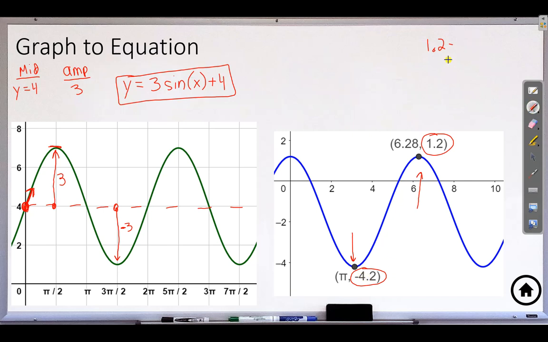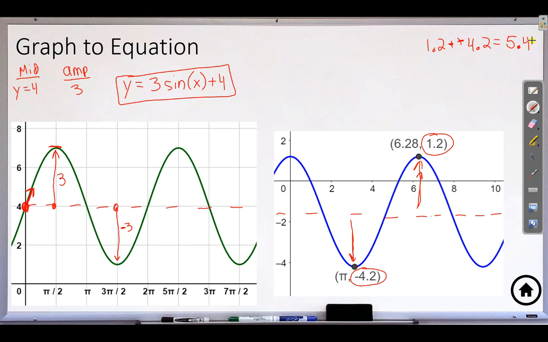Not minus 4.2. That number is a negative 4.2. And so these double negatives here actually become positive. So that total distance is 5.4. Now that's the total distance from the bottom to the top. The amplitude is only half of that, because there is a midline in here somewhere. We're not exactly sure where yet.